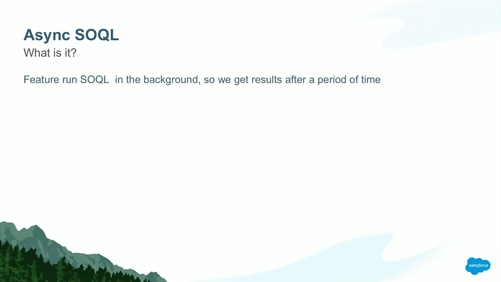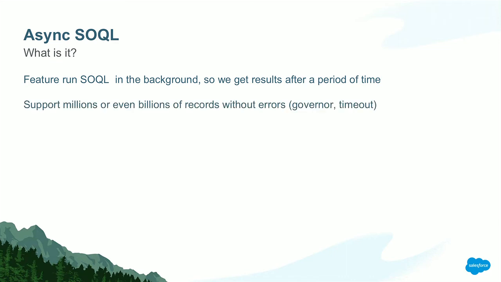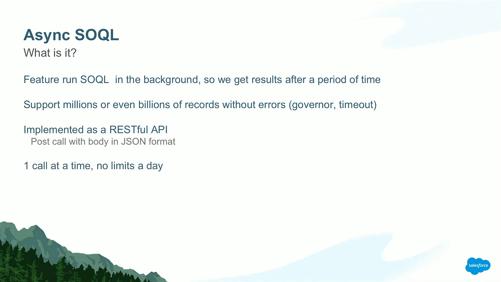So what is Async SOQL? Actually, Async SOQL is a feature that helps us to run SOQL queries in the background so that we can handle millions or even billions of records, and after a period of time, we can get the result without hitting overloads or timeout limitations. This feature is implemented as a RESTful API. Wait, then do I have to do a REST API call? Yes. And do I have to specify a body in JSON format? Exactly. And you say there are no limitations. Well, keep in mind that you cannot run more than one Async SOQL at a time, but there is no limitation on the number of executions per day.